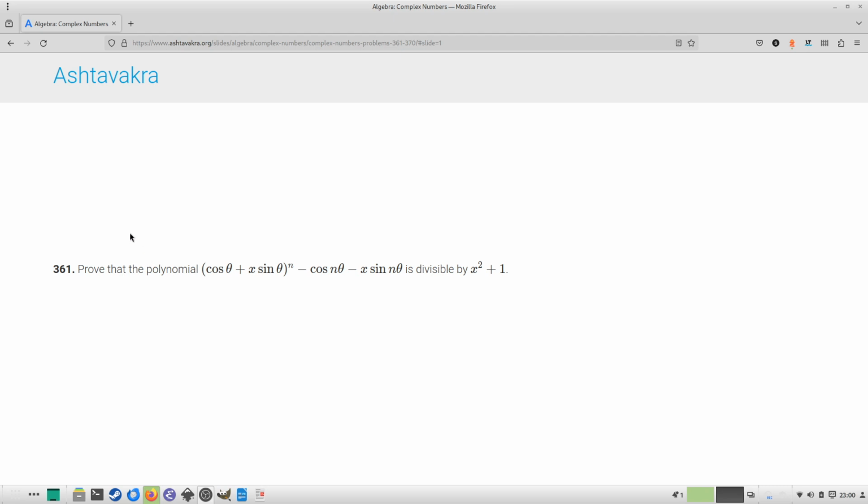As always, I will repeat that when I'm stating the problem, pause the video and try to solve the problem yourself. If you cannot solve the problem yourself, only then look at the solution. So question 361 says that prove that the polynomial (cos theta + x sin theta)^n - cos n theta - x sin n theta is divisible by x^2 + 1.